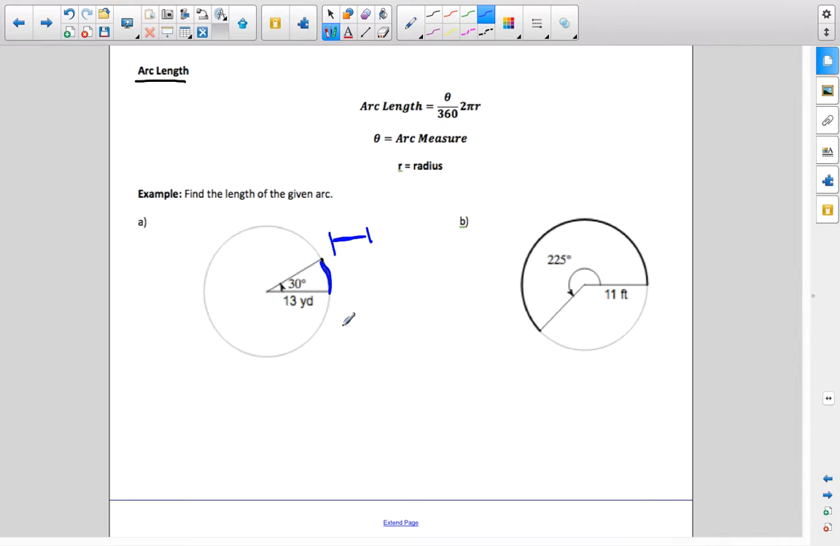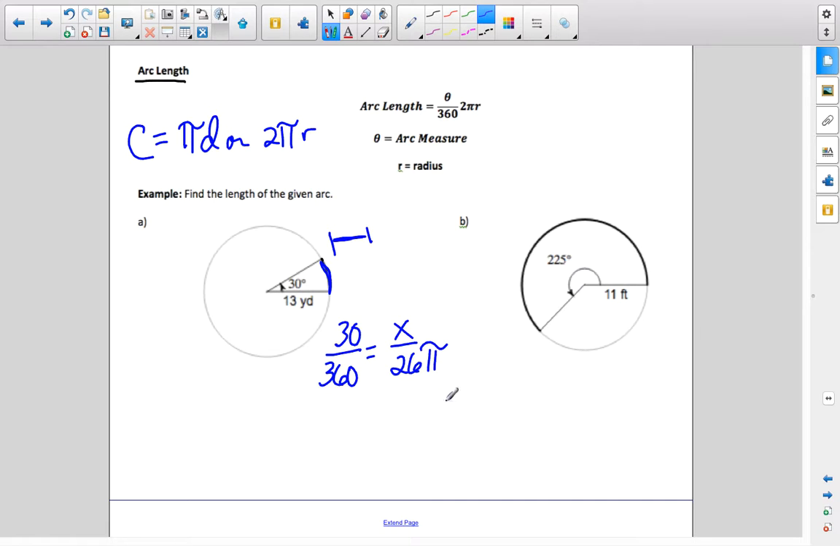So again, it's pretty much the same thing we did in the first half of notes. We take the part of the sector, 30 over our total, 360, and that will equal the arc length over the circumference. And remember, circumference equals pi times diameter, or you could say 2 pi r. Same thing. So here's the radius. We need to double it. So that's going to be 26 pi.